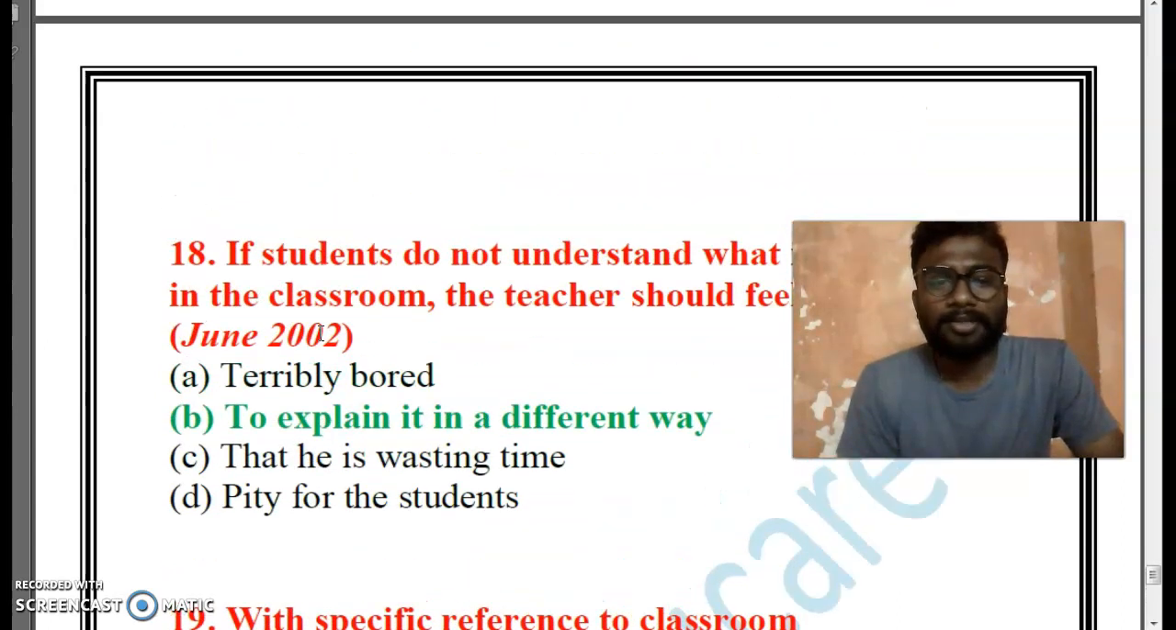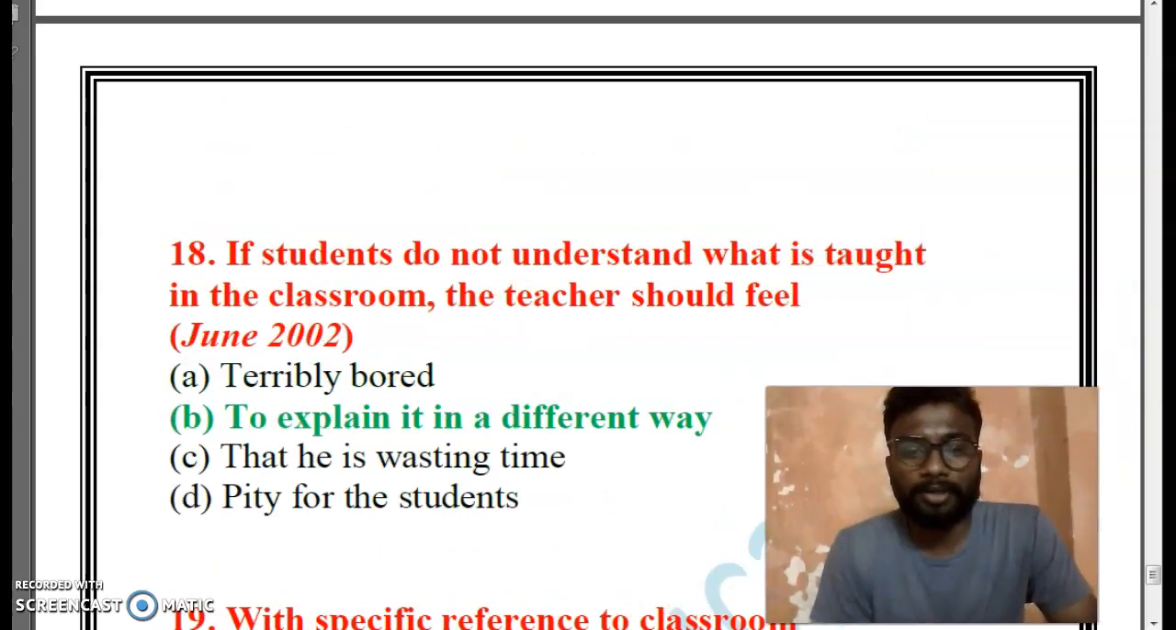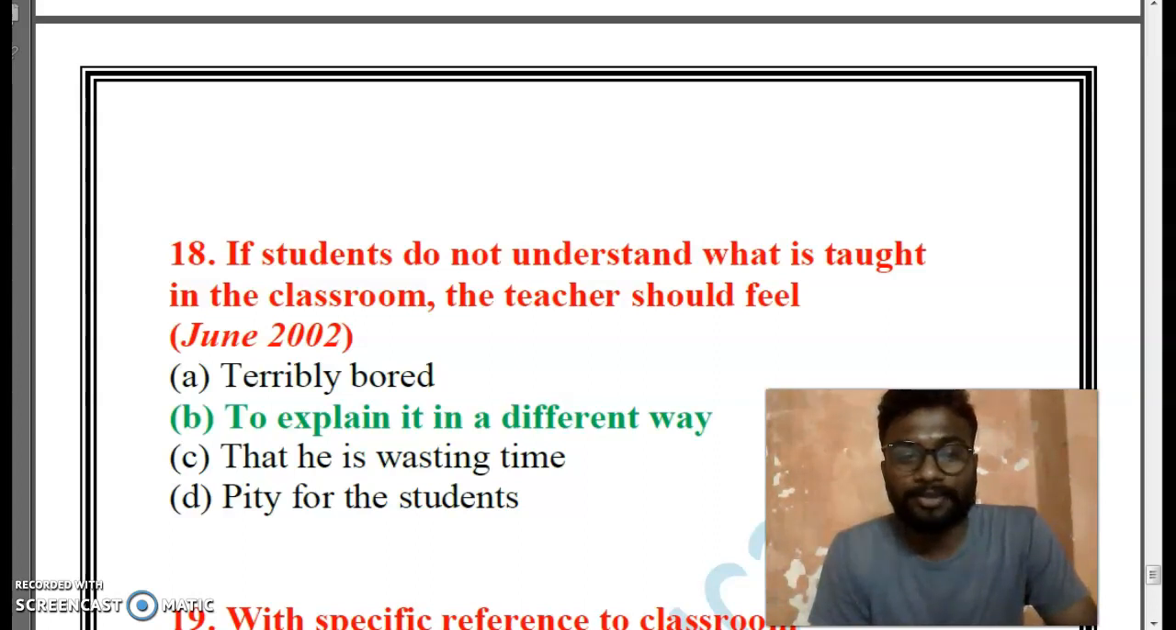If the student does not understand what is taught in the classroom, the teacher should explain it in a different way so that the student may understand the concept very easily, right? The teacher should not feel terribly bored, should not feel that he is wasting his time, or that it is a pity for the students. To explain it in a different way, the teacher has to try for it, right?